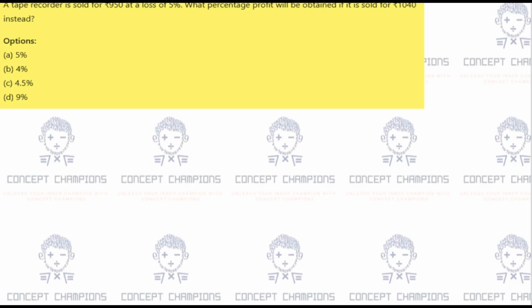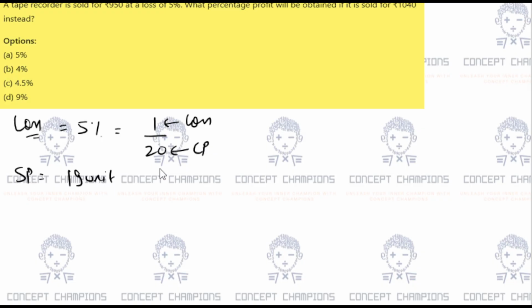Again a profit and loss question. Sold at this percentage, what percentage profit will be obtained if you sold this instead? Let's directly understand with the percentage concept. You have a loss, one thing is clear, and it is given as 5%, so I can say 1 upon 20. This is my cost price and this is my loss. My SP will become 19 units, because I did 20 minus 1. This 19 units is equal to 950.